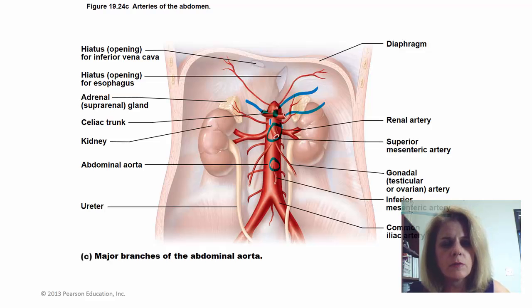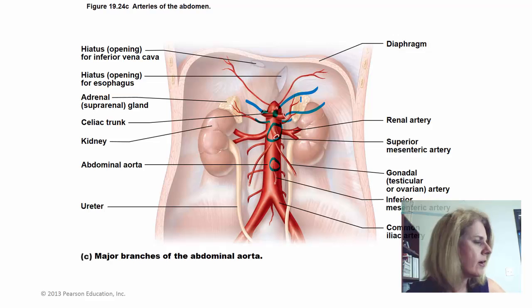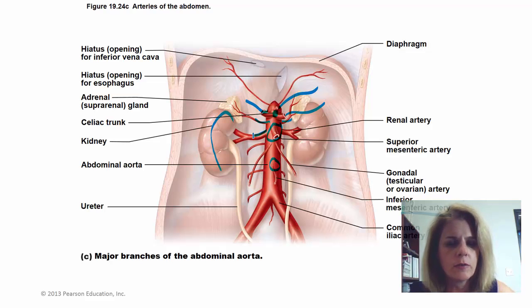You don't have to know these, but these are the adrenal arteries. We don't have that listed in your list of structures, but that's what those are. And then you have your renal arteries. You do need to know these. These are your kidneys. So you have a renal artery. This is the right side. This is the left side, and a renal artery.